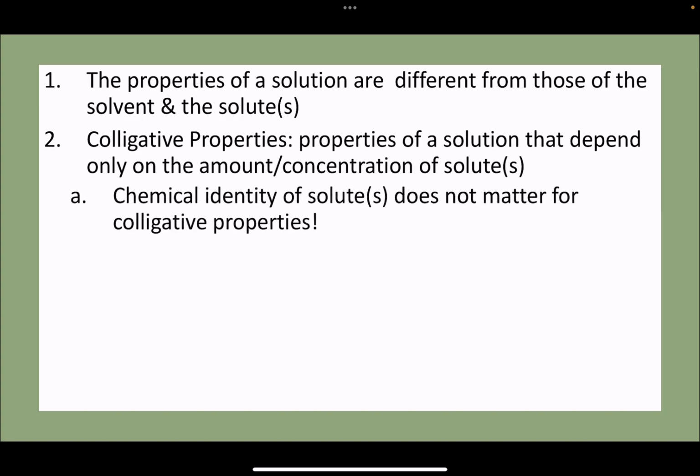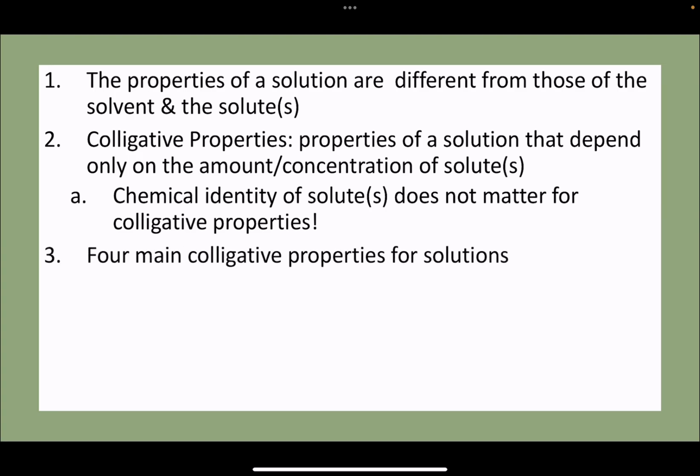The crucial point here is that colligative properties are not dependent on the chemical identity of the solute or solutes. In other words, it doesn't matter what chemical or chemicals are dissolved in the solution when it comes to the colligative properties of said solution. All that matters is how much of the solute is present.